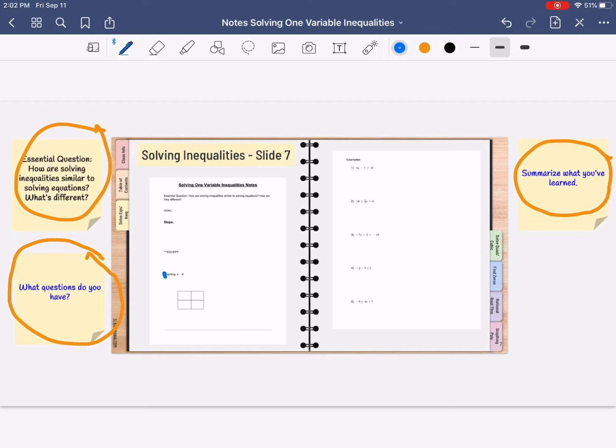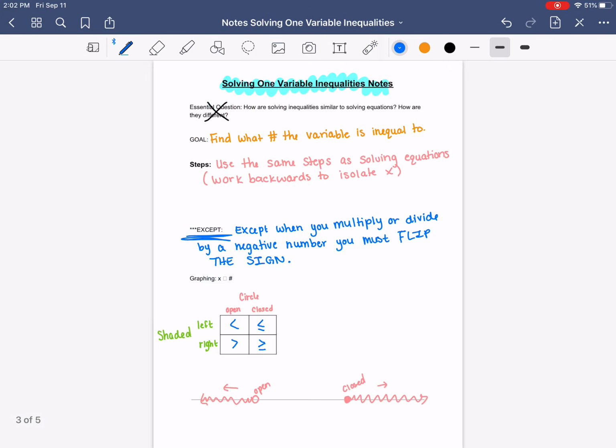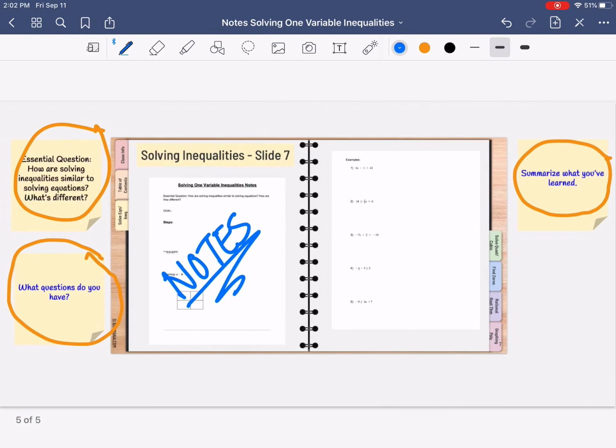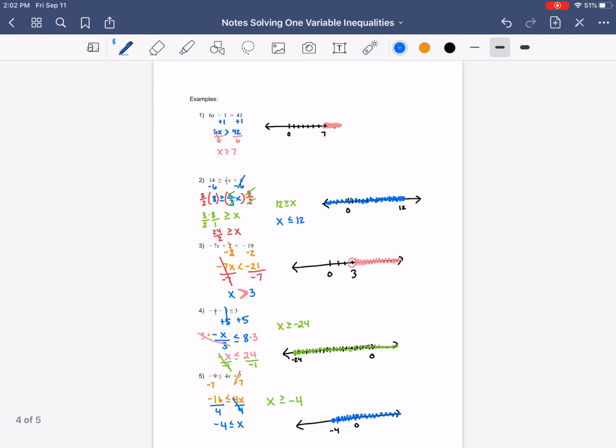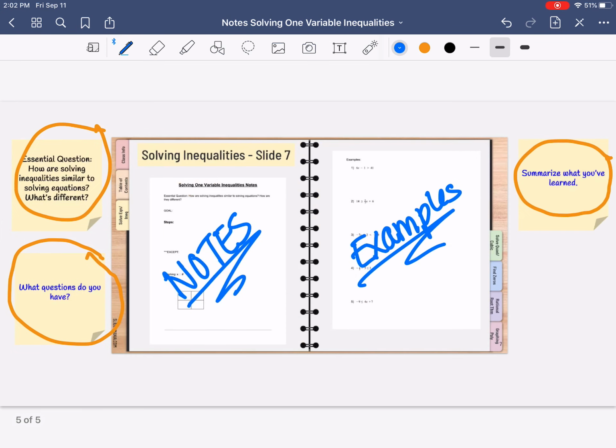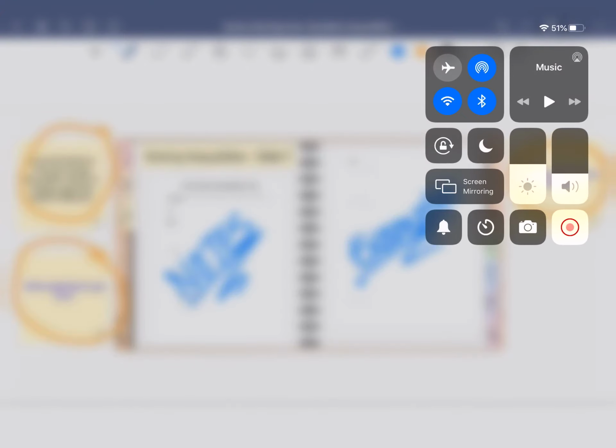On the left-hand side, this is the notes part. So you should have one picture of the notes part. That's this stuff right here. And then on this side, you should have the examples. That's these 5 problems right here. So you should have them all handwritten and completed, and then take pictures of them and put them onto your digital notebook, to be graded on the day of the test.